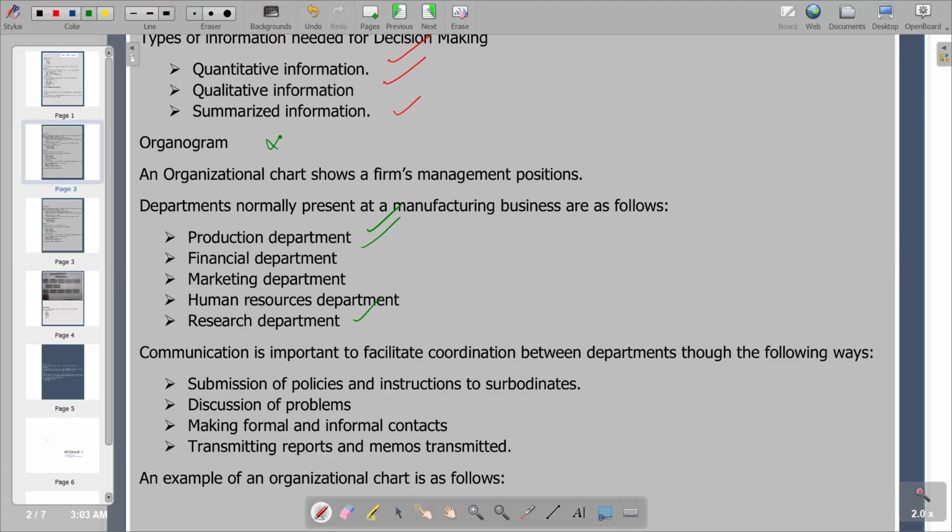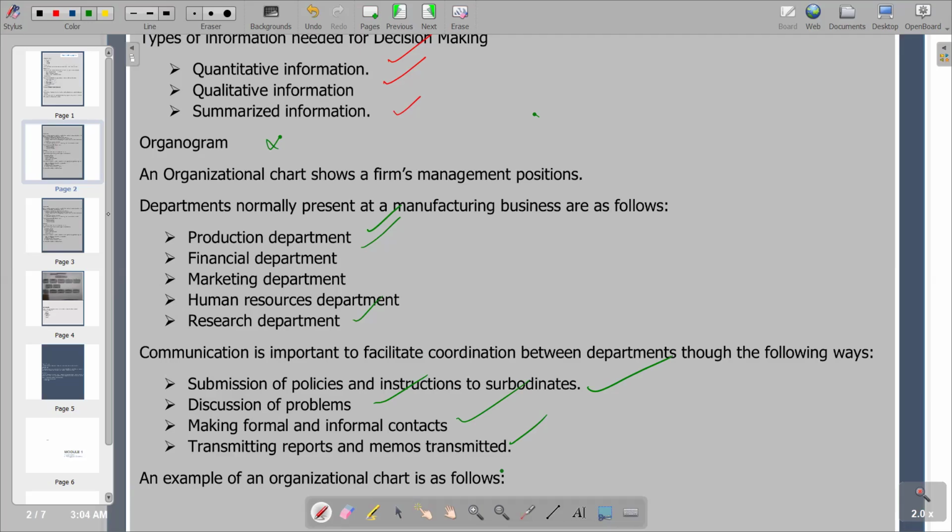We are saying communication is important to facilitate coordination between departments through the following ways. So why do we need communication in the organization? Basically, it's important to facilitate coordination between departments, and it's through the following ways: first, submission of policies and instructions to subordinates, discussion of problems, making formal and informal contacts, transmitting reports, and many more.